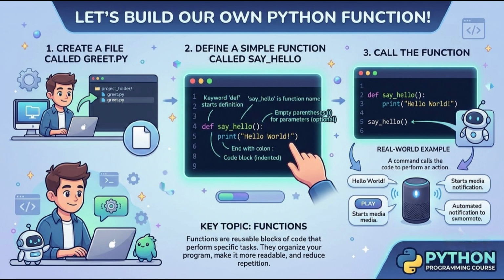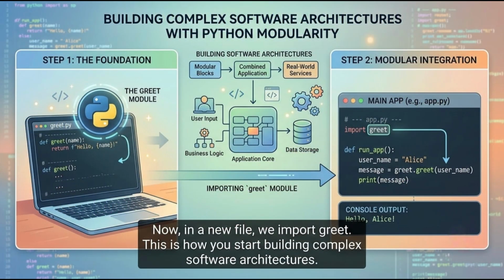Let's build our own. Create a file called greet.py and define a simple function called say_hello. Now, in a new file, we import greet. This is how you start building complex software architectures.